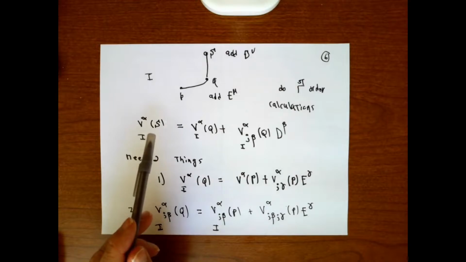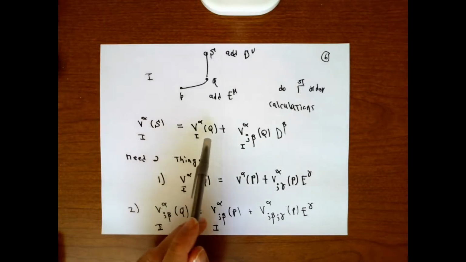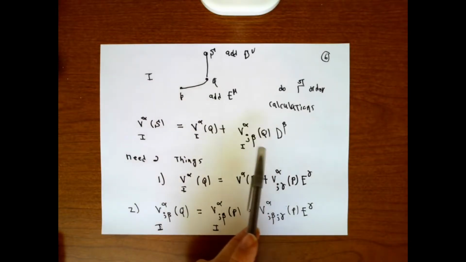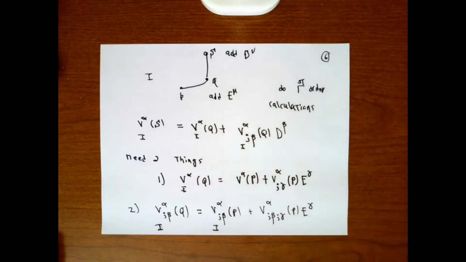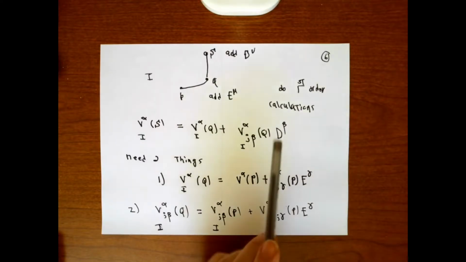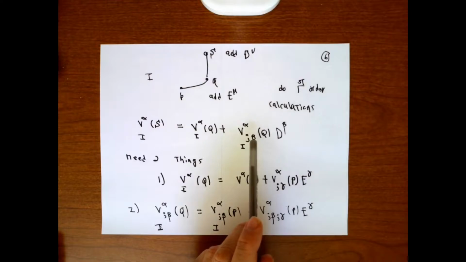V alpha along path 1 at S is V1 component alpha at Q plus the rate at which the components of V are actually changing at Q times how much the inputs change. When I write covariant derivative, I'm taking into account dependence of both components and basis vectors. Now, I need to do two things. Firstly, I need to write this quantity in terms of p numbers. I also need to write this quantity in terms of p numbers.